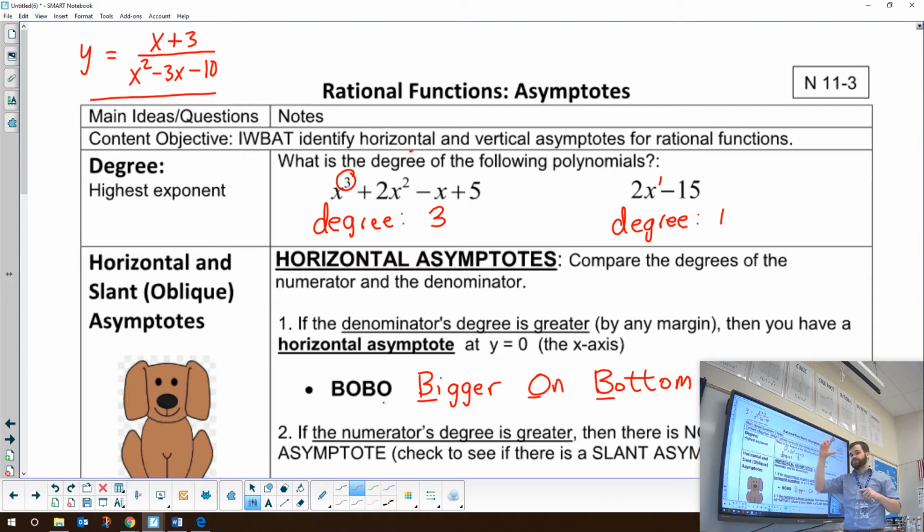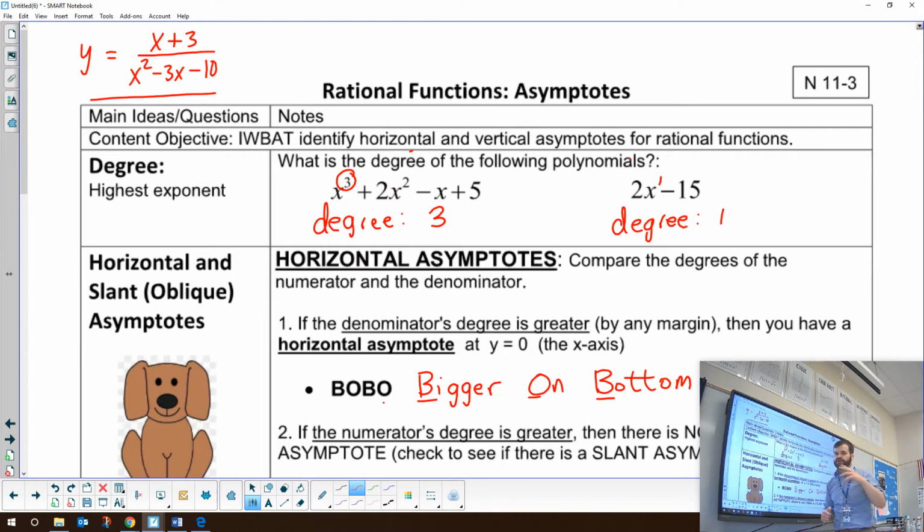If the numerator is bigger, it affects it in a certain way. If the denominator is bigger, it affects it a certain way. And if they're the same, it affects it a certain way as well. So we have a specific set of rules to help us remember that. But before we investigate, we need to talk about what our degree is for the top and the bottom.